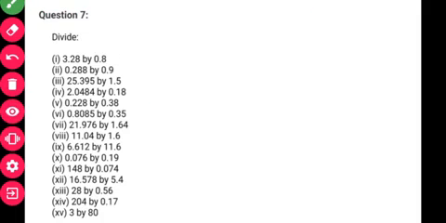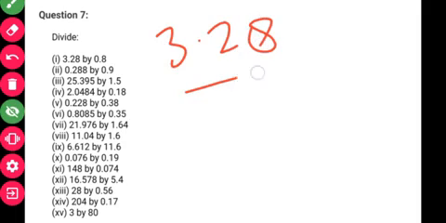Question number 7. This is a question of division of decimal by decimal. So you know, in the case of division of decimal by decimal, we remove the decimal point of the divisor. So here it is given 3.28 divided by 0.8.